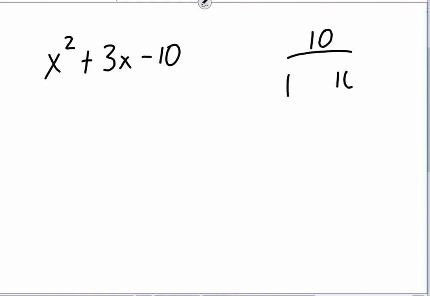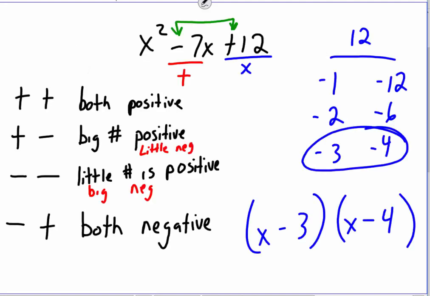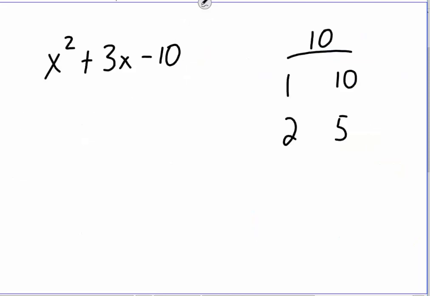So 1 and 10, 2 and 5. Using our little cheat sheet, go back to it really fast. We got a positive, negative. So it says the big number is positive. So we'll come back here. The big number is positive, so the little number is negative. Which one of these gives me a positive 3? Well, this one does.